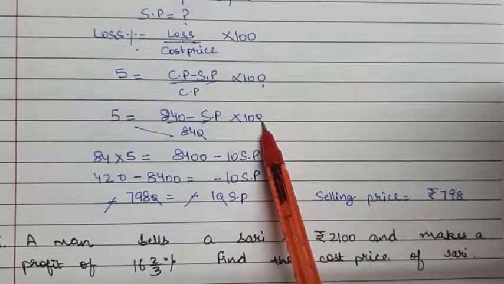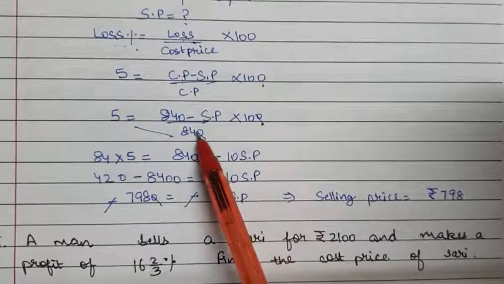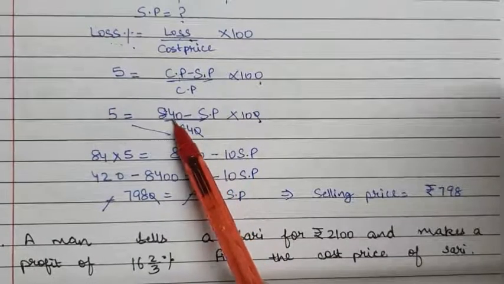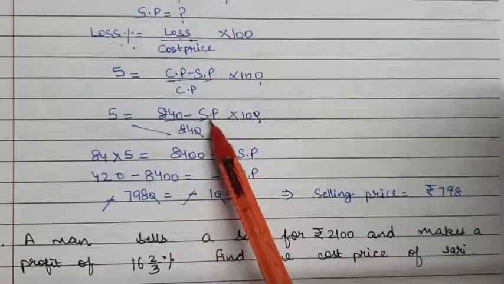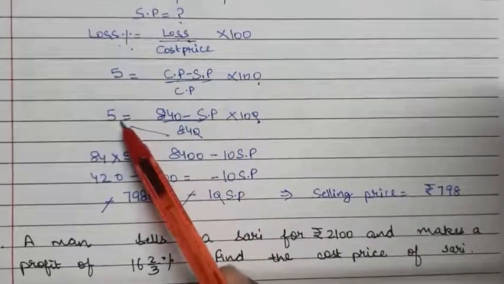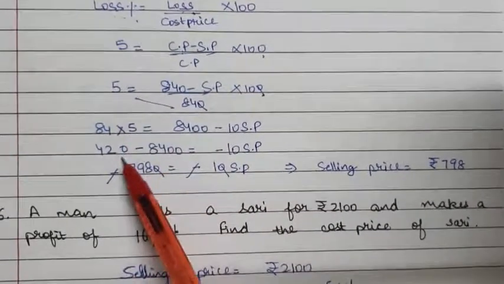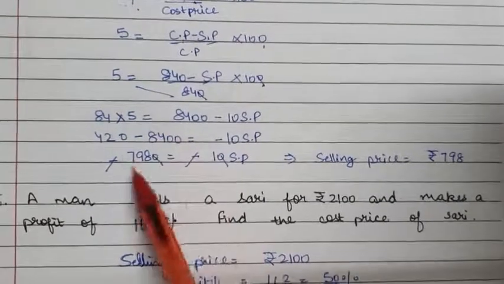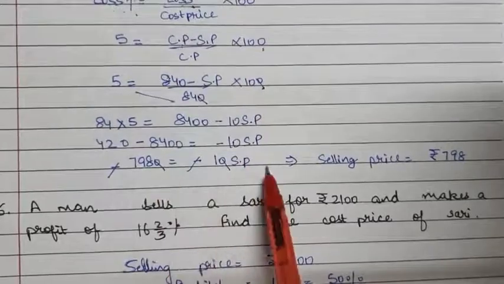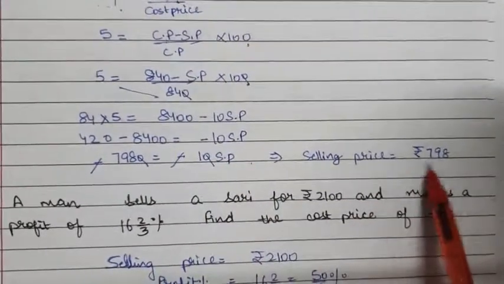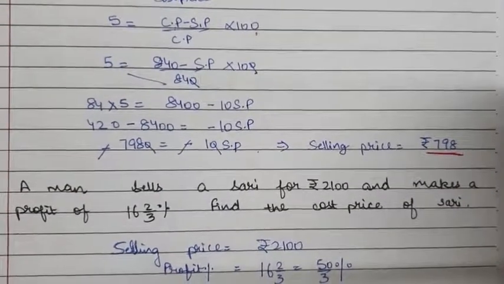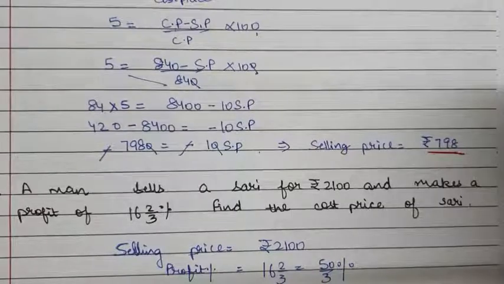Children, one thing keep in mind, you cannot cancel this 840 with this 840 because this is not 840 in actual. This is 840 minus selling price. So now this will get multiplied. We get 420. Now 8400 will get shifted to that side. So on doing cancellation and the solving part, finally selling price will be 798. I hope this question is clear to you all.